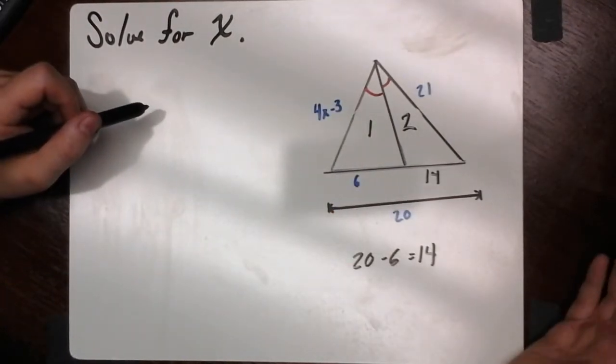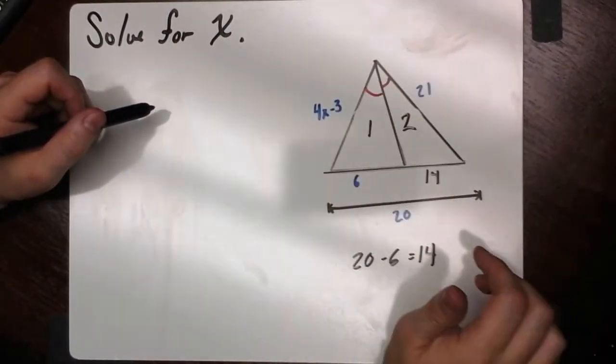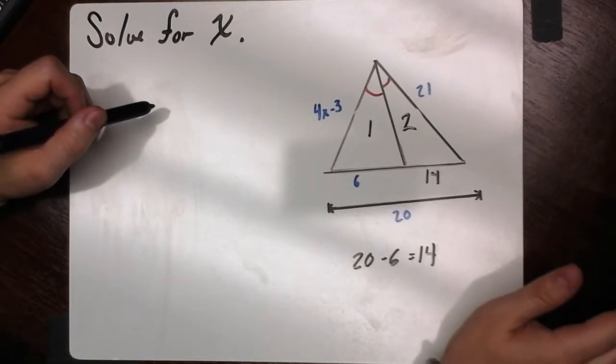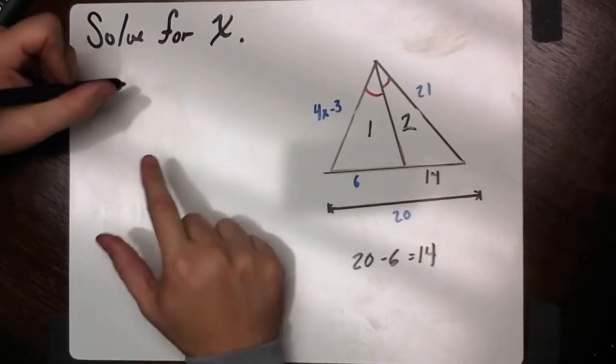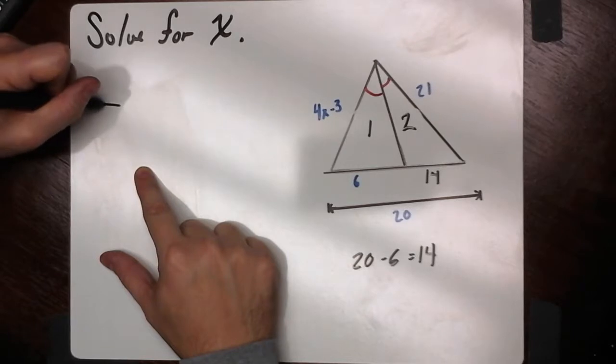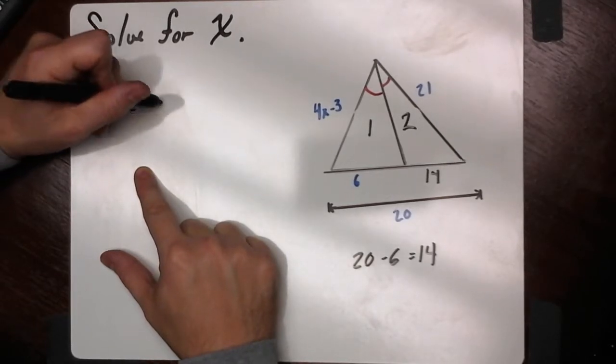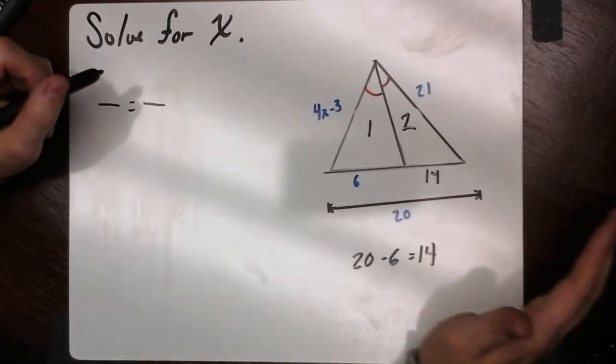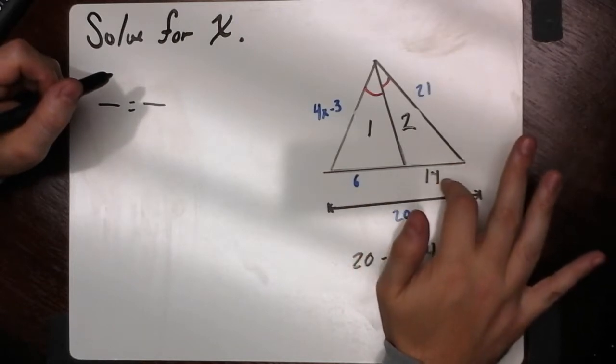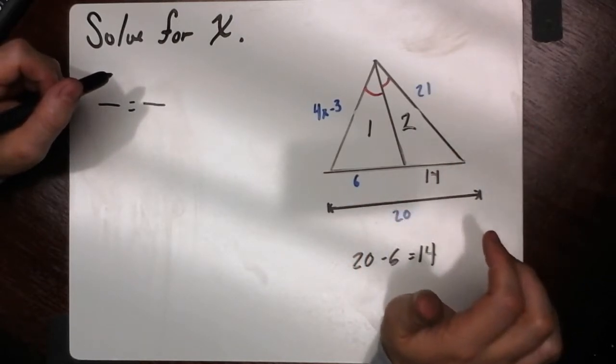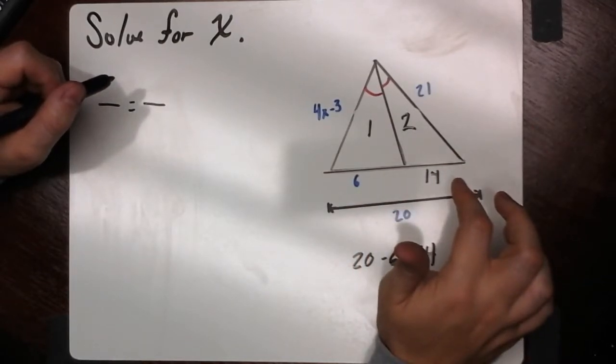Now, since I know that I have a bisected angle, I know I could apply the triangle bisector theorem. And that's what I'm going to do. So I'm going to set up a proportion. And I'm going to stop and look for a second. I'm going to notice that 14 and 21 reduce really, really nicely.